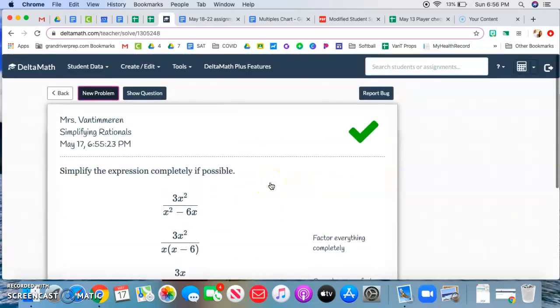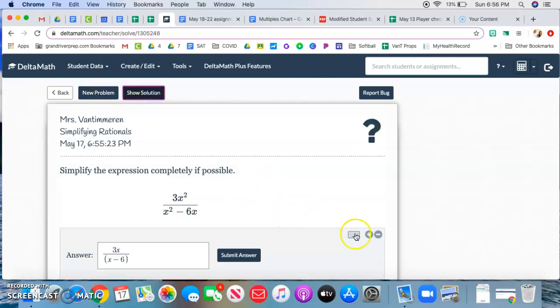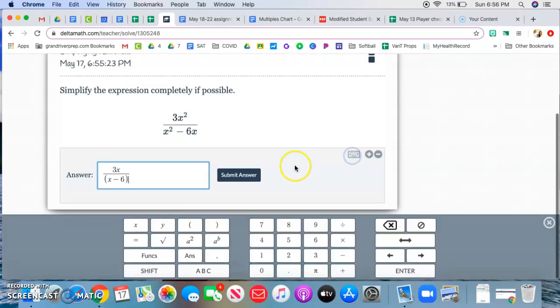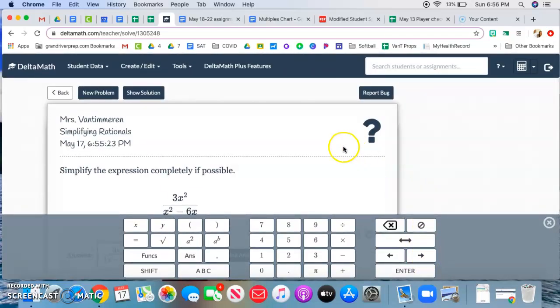All right, guys, hopefully this helps you solve these problems a little bit easier. Make sure you use that keyboard, okay, to help you submit those answers. These give you exponents, okay, and whenever you're in an exponent, make sure you arrow over to get out of it. All right, guys, let me know if you have any questions.